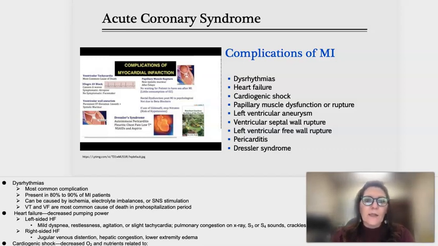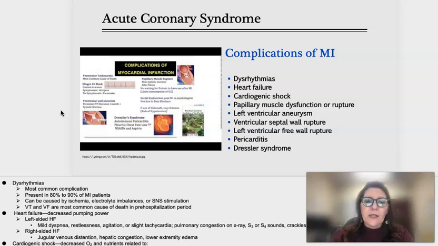Most common is dysrhythmia, and that's in 80 to 90% of MI patients, and that's because they have electrolyte imbalances, ischemia, or that sympathetic nervous system stimulation. So VTAC and VFib are the most common cause of death in that pre-hospitalization period. Those are the people that fall over and you run and get an AED and you hook them up and they're in VFib and you have to shock them. Okay, so those are the pre-hospital period big problems.